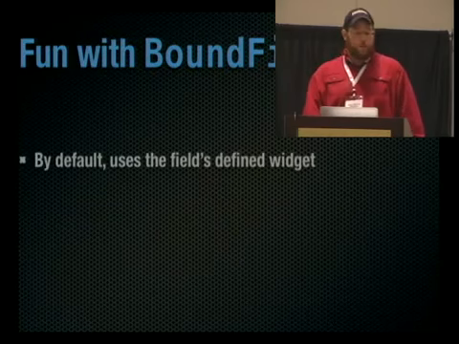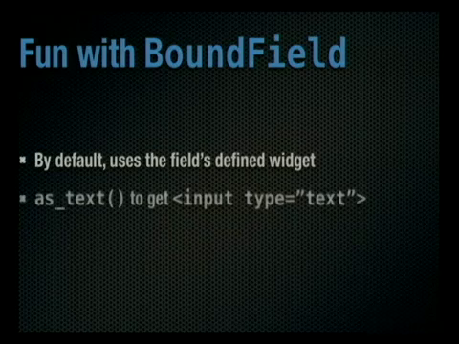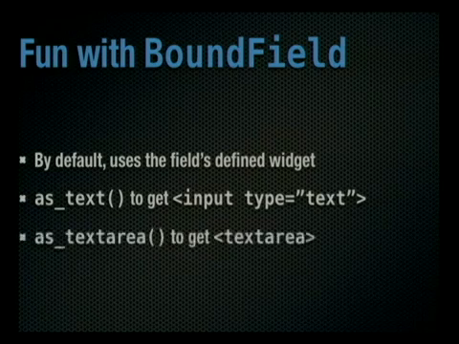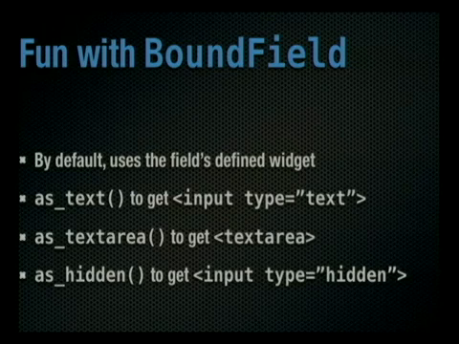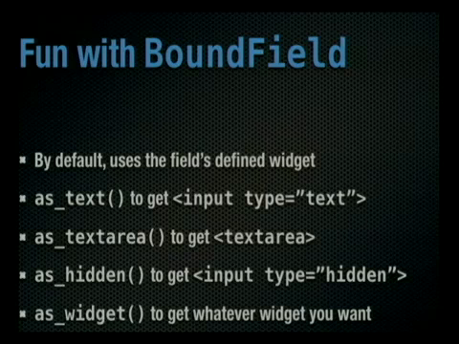By default, bound field uses the field's defined widget, but it does have a method called asText, a method called asTextArea, and a method called asHidden. So if for some reason you want to, on a per case basis, override what widget is being used without changing the definition of the form, this is a way you can do that when you're rendering it. There's also asWidget, which lets you supply whatever widget you want.